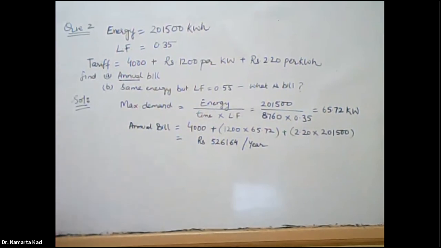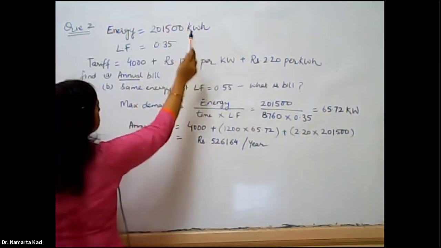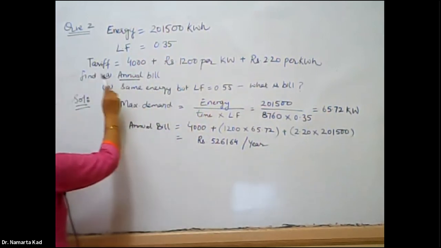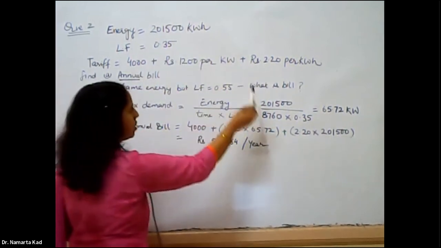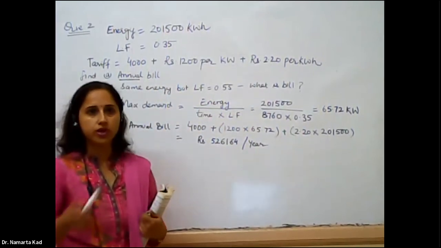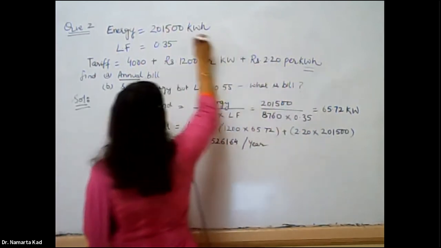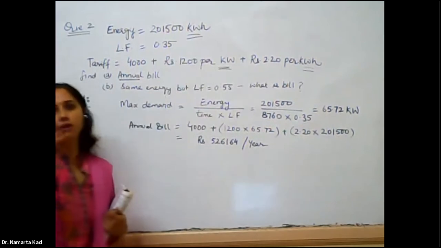So in the second numerical, it is given energy is 201,500 kilowatt hour. Load factor is 0.35, and the tariff scheme given here is 4,000 plus 1,200 per kilowatt plus rupees 2.20 per kilowatt hour. Energy is directly given in the question, but we need to calculate the kilowatt for the maximum demand.